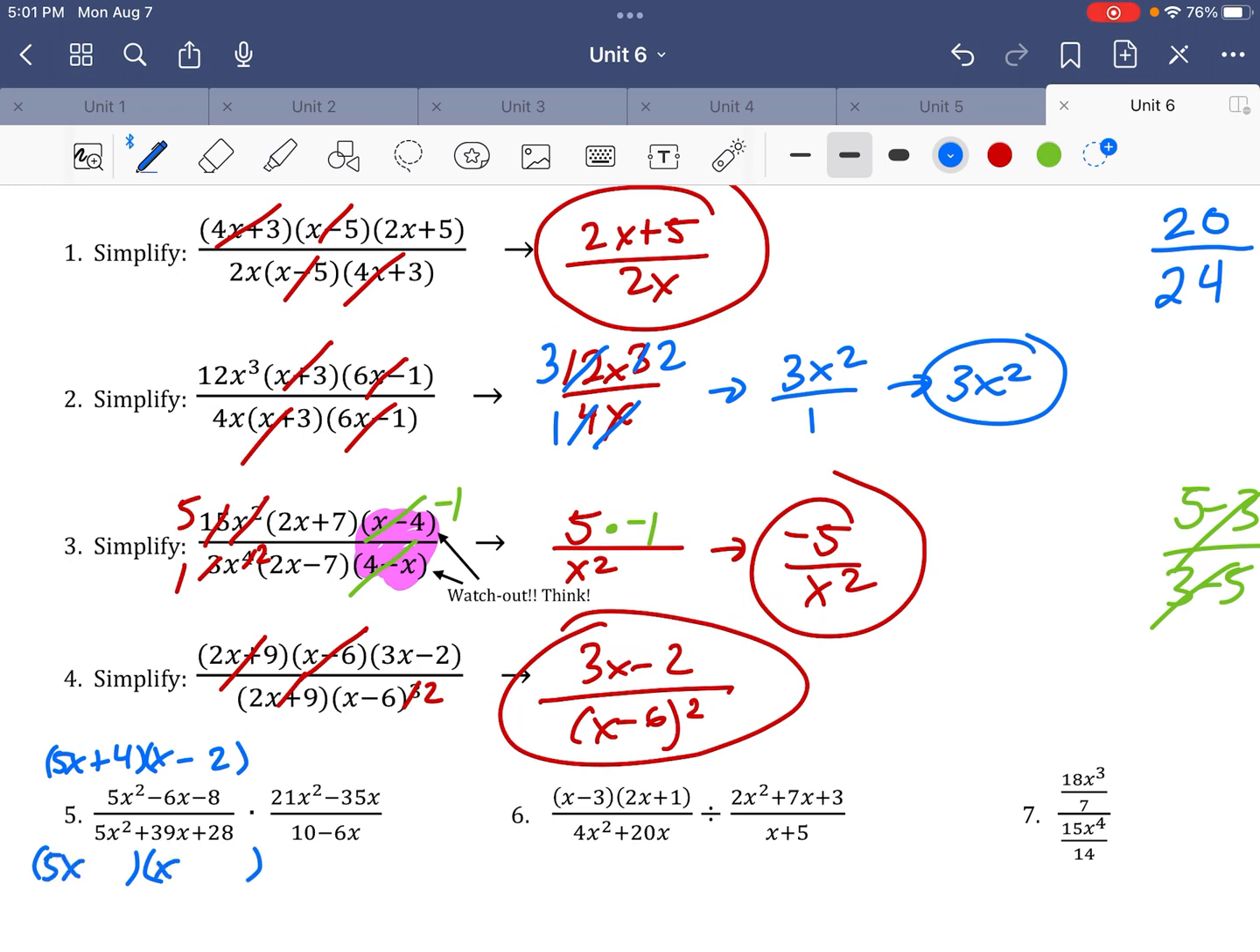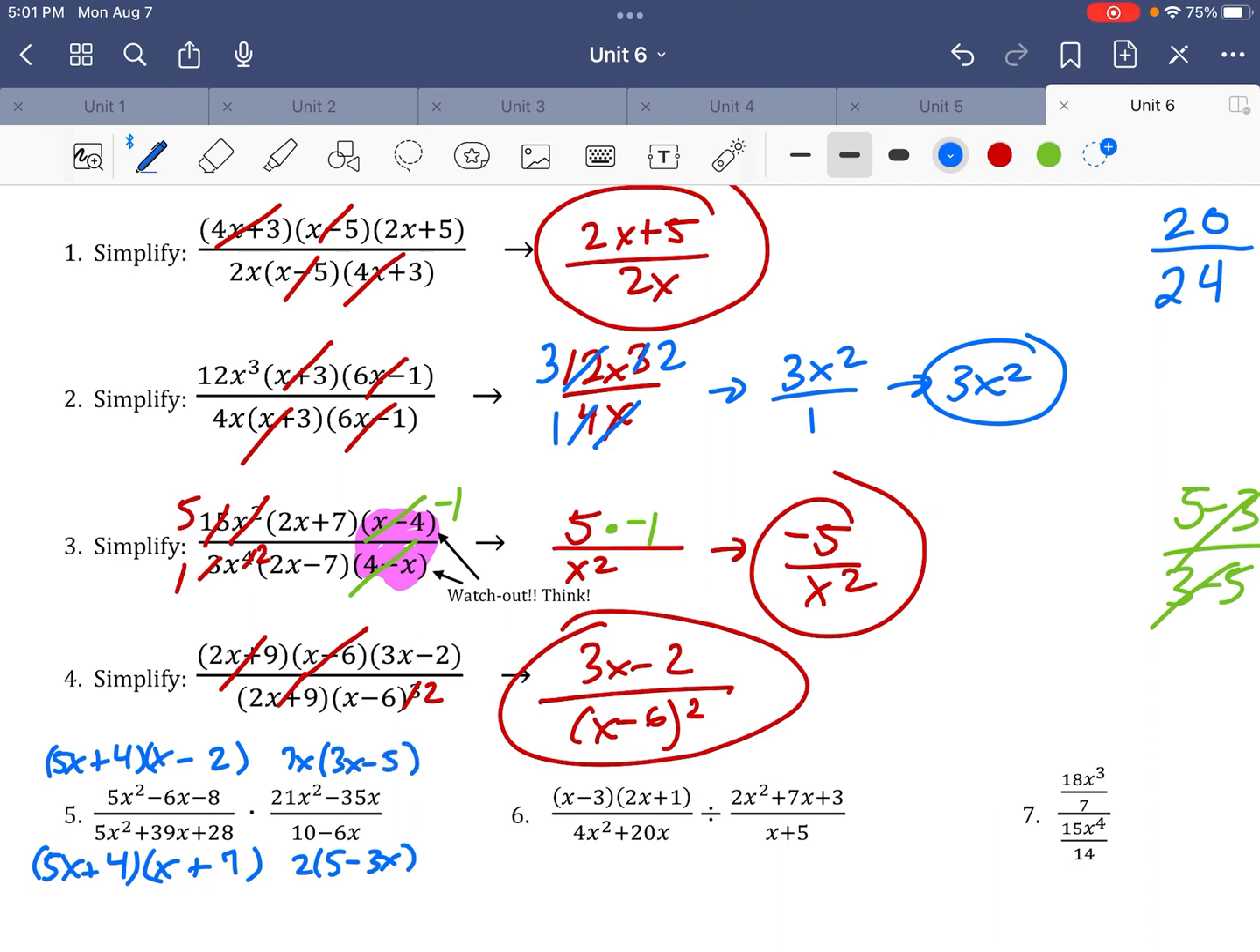Let's try 7 and 4. 7 here and 4 there is going to work because I'm going to have 35 and 4, which makes 39, all positive. Over here, 10 minus 6x. All I can do here is take out a 2, which leaves me 5 minus 3x. And on top, I have a 7x I can pull out. And that leaves me 3x minus 5.